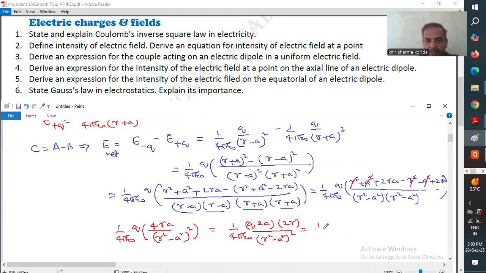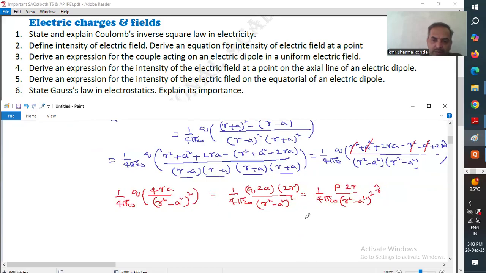So this can be written as 1 by 4 pi epsilon naught. This is dipole moment, 2A into Q is dipole moment, along with 2R divided by R square minus A square whole square. So even you can give unit vector also because electric field intensity is a vector quantity.